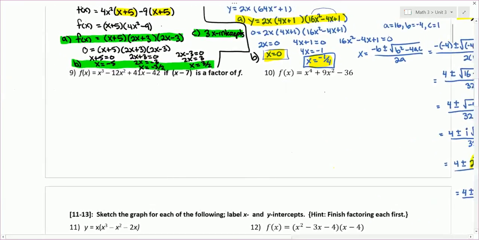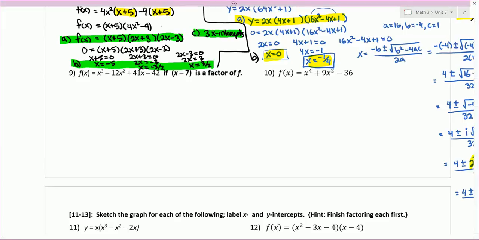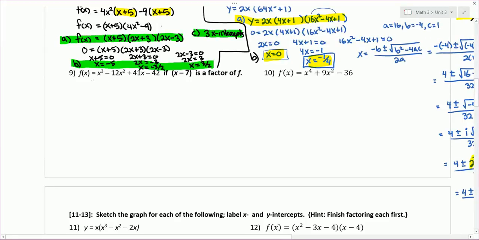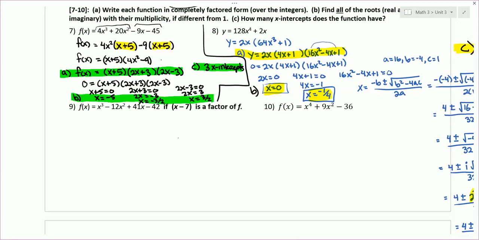Number 9. We're factoring first. Here we have 4 terms. We can try factoring by grouping like we did in number 7. I'm going to save us the time though, because in this case it doesn't work.